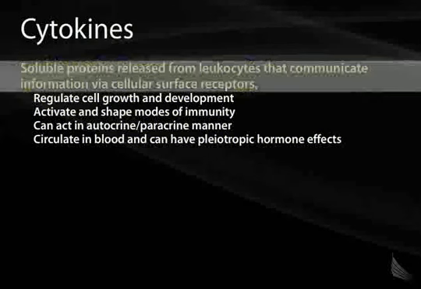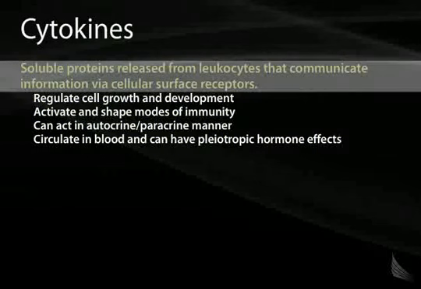Next, we'll talk about cytokines. So cytokines are soluble proteins that are released from white blood cells or leukocytes that communicate information via cellular surface receptors. This is kind of the mail system for the immune system, if you will. The cytokines are released by one type of cell, they get picked up by another type of cell, and the cytokines are directing the action. They're telling one cell what to do, what to be, how to act, that kind of thing.